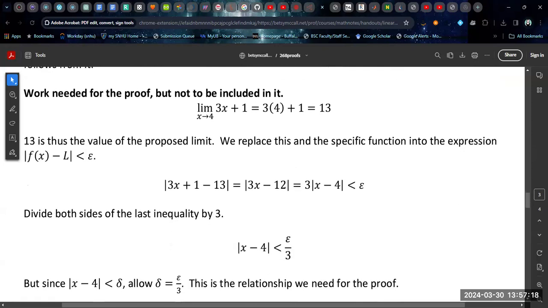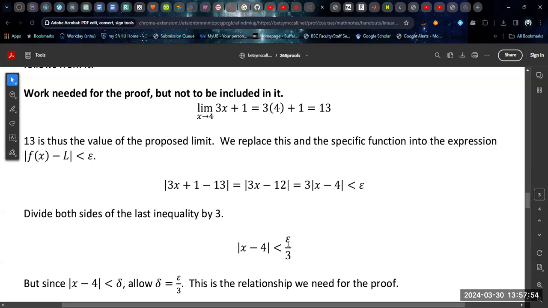So the preliminary algebra we have to do is we're going to start, as I said, with this function minus L less than epsilon. So we're going to replace our function and our limit into this expression. We're going to factor out our 3 in this case. And when we solve for the absolute value of x minus 4, we get that the absolute value of x minus 4 is less than epsilon over 3. Now, because our limit is going to 4, this is our x minus c.